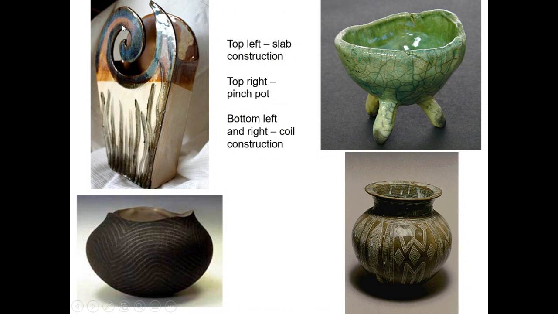This has flat planes. This is a slab pot. This is a little irregular. That's a pinch pot. You can still see the pattern in this. That's a coil pot. And here's a wheel thrown pot.